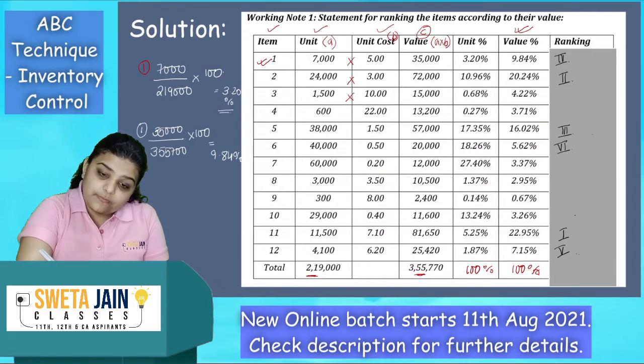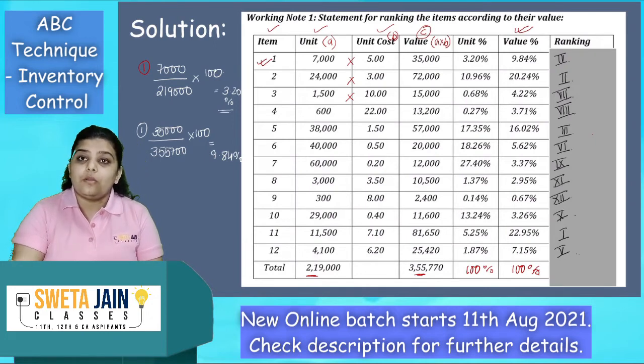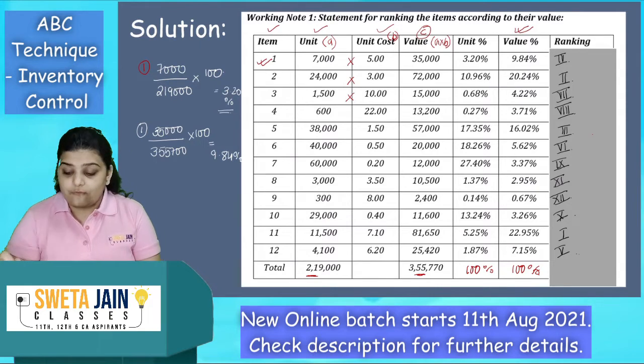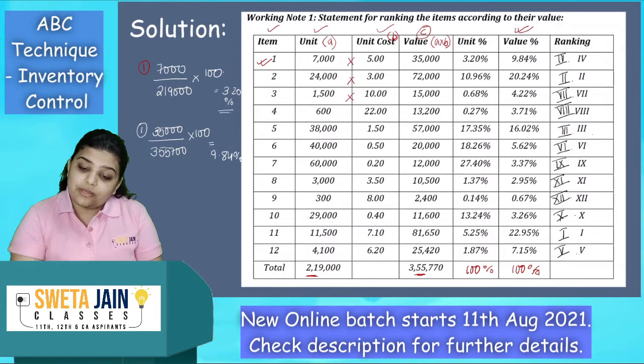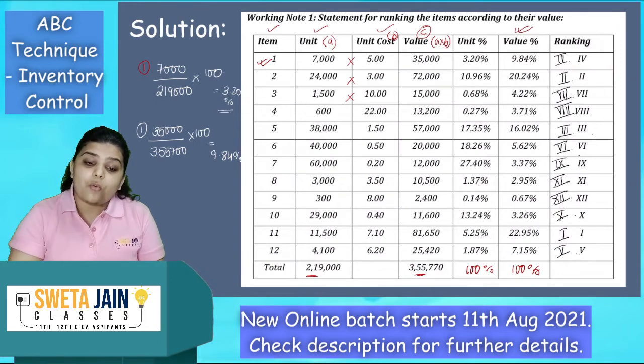Then rank 7 to 3. Then is 3.71, so rank 8. Then rank 9, 10, 11 and 12. So I have ranked them according to their values. Let us see. If you see, the rank is same as what we have already noted. So this is how we are going to rank them according to the values.